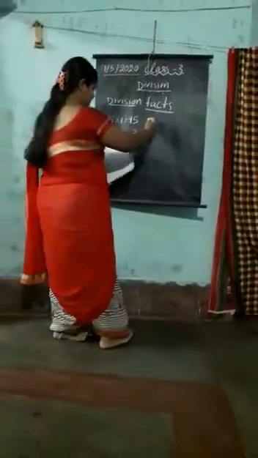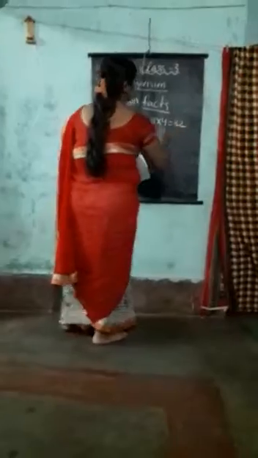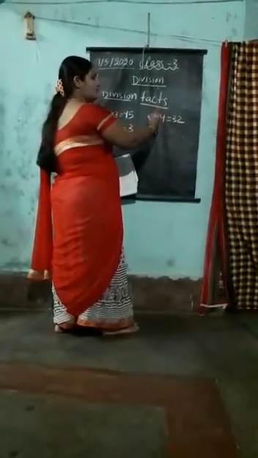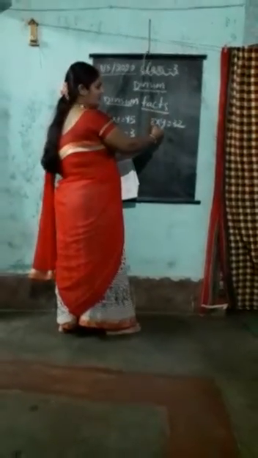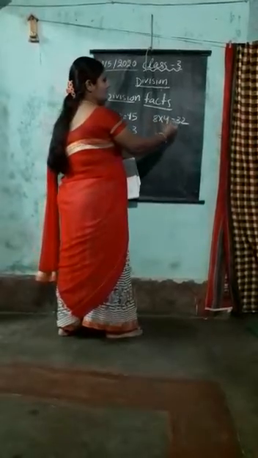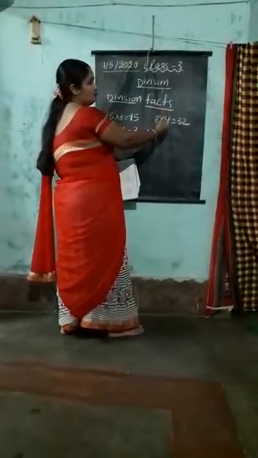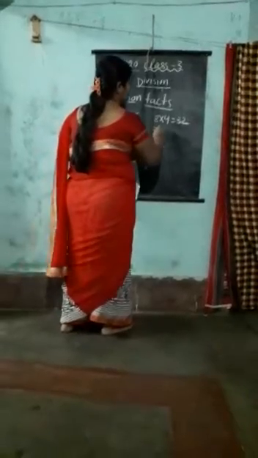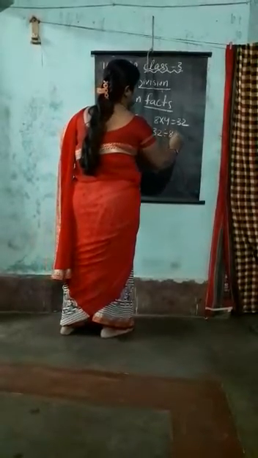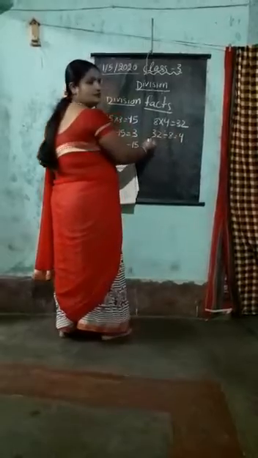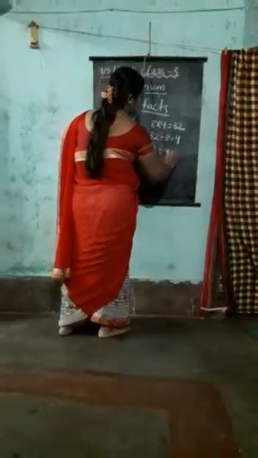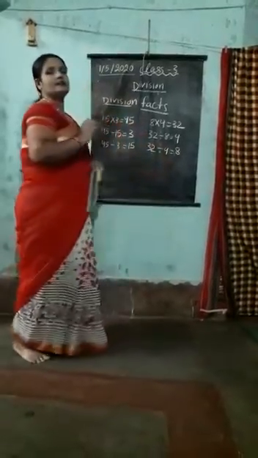Another example I will give you here, that is 8 4s are 32. So when we multiply 8 by 4, we get 32. And when we divide 32 by 8, we will get 4, like 8 4s are 32. And when we divide 32 by 4, we will get the answer 8. Like this we write 32 divided by 8 is equal to 4, and 32 divided by 4 is equal to 8. This is called division facts.